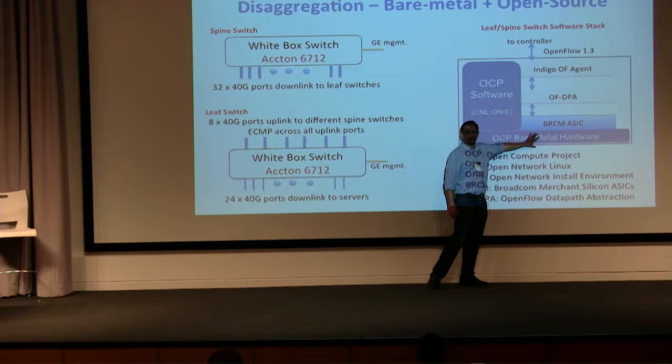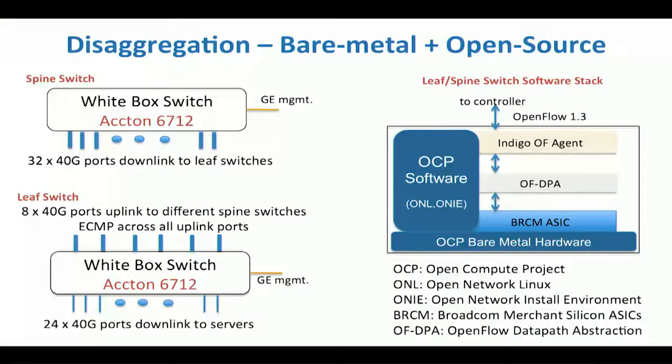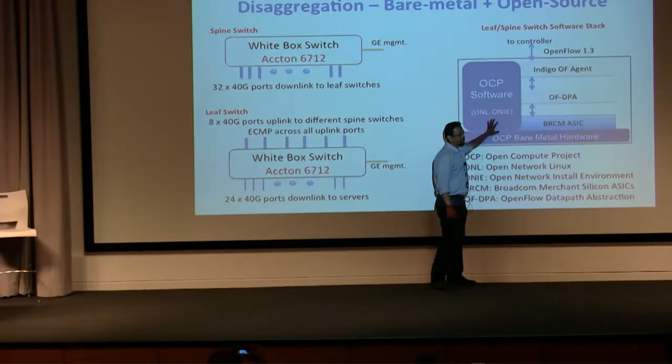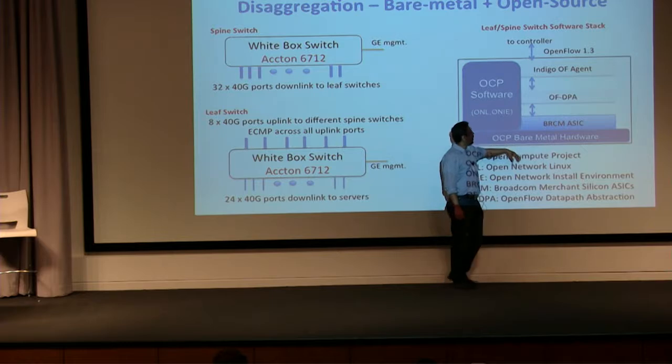That typically has a Broadcom ASIC inside it, today based on Trident 2, but we're also doing Tomahawk switches, so both are available. We're also working very closely with Broadcom and an operator to try the Qumran version of their switches. And the operating system that runs on it comes from the Open Compute Project. It's called Open Network Linux. There is a bootloader called ONIE.